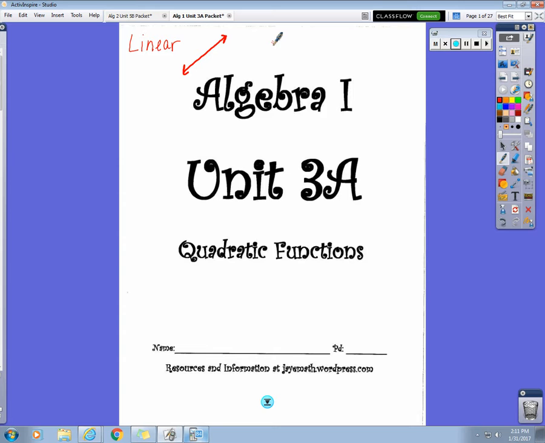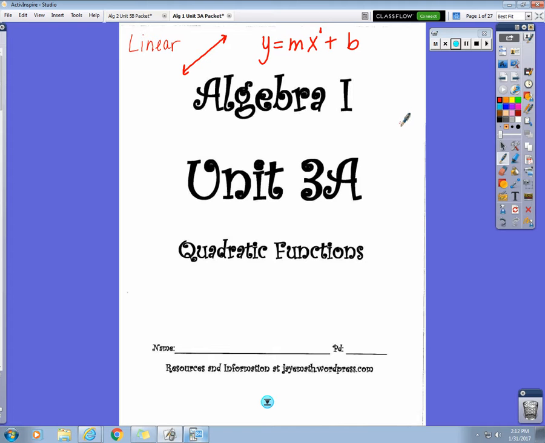A linear function is always in the form y equals mx plus b. Now, one thing we don't really go into a lot is the fact that x is always raised to the first power in a linear function. Have you ever seen a linear function with like y equals 3x squared plus 2? No, it wouldn't be a linear function. Linear functions are always x to the first power.